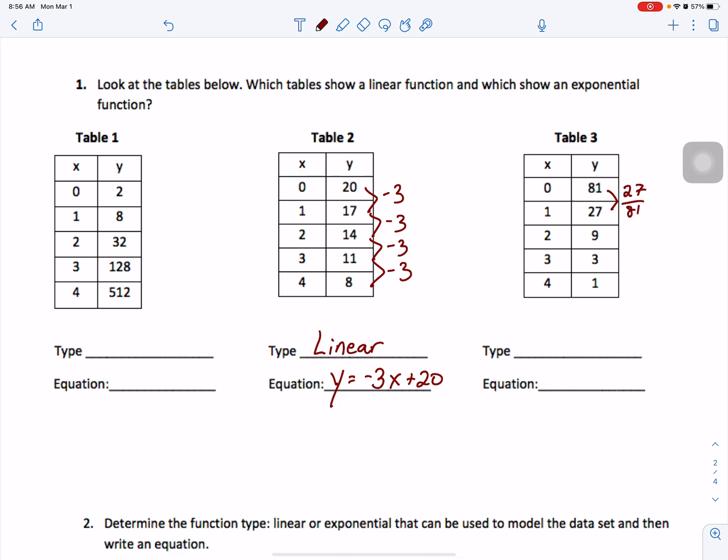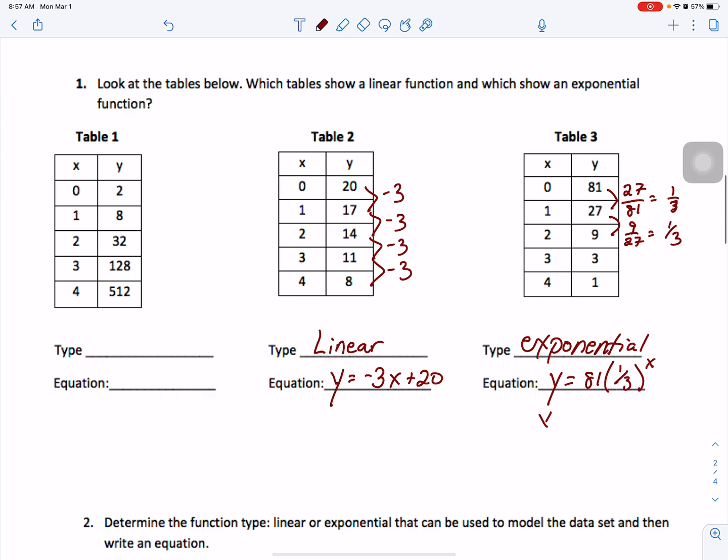27 divided by 81 equals a third, or 0.3 repeating. 9 divided by 27, I usually like to do it at least twice just to make sure. So exponential. And it's y equals a, so 81 times 1/3 to the power of x. If you wanted to use the repeating, make sure you're putting that little bar over the top, or if you're typing it into the calculator, you're typing in a whole bunch of 3s.